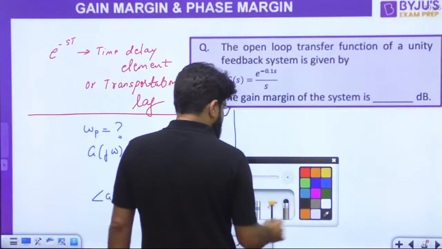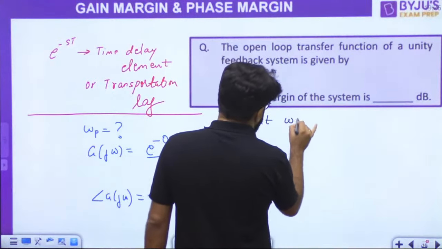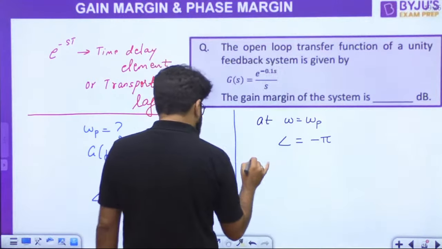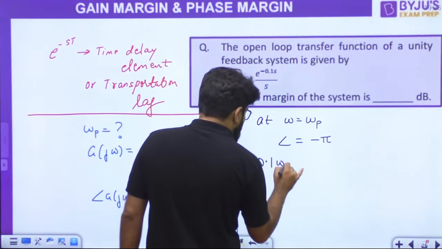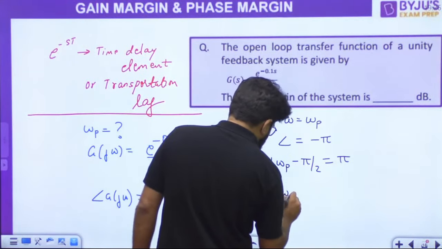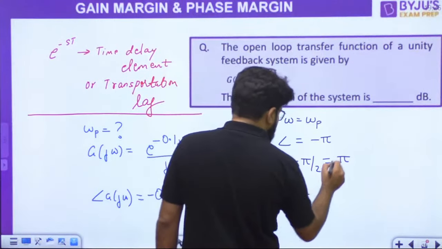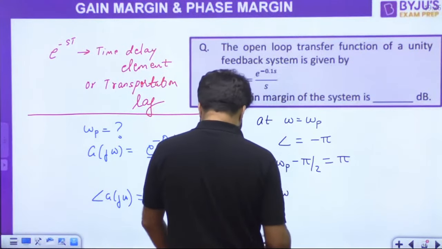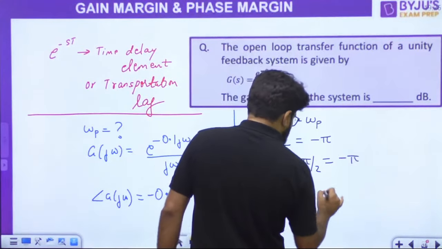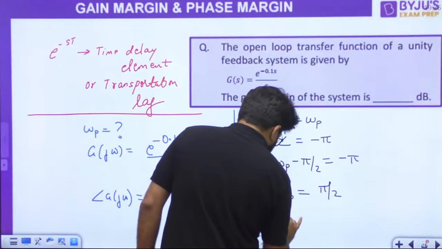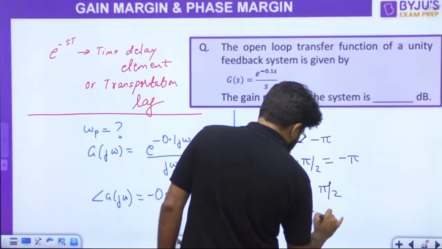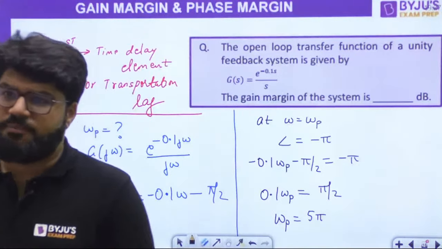Now for omega p, at omega equal to omega p, we need this phase equal to minus 180 degree or minus pi. Everything should be radian. So minus 0.1 omega p minus pi by 2 is minus pi. So basically 0.1 omega p is equal to pi minus pi by 2, which will be pi by 2. So what is the value of omega p? The 10 goes to the other side, 10 times pi by 2 will be equal to 5 pi. The phase crossover frequency is 5 pi.